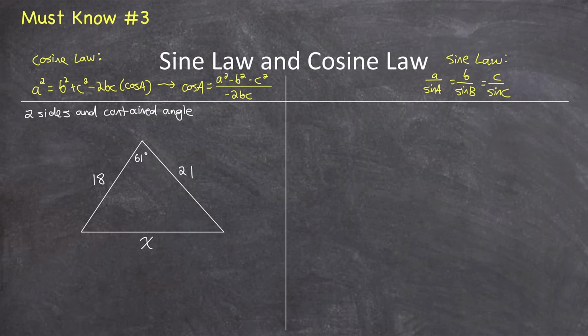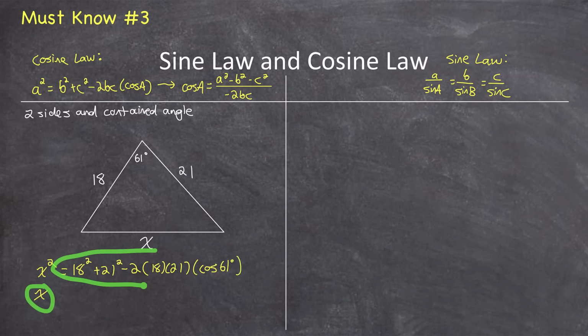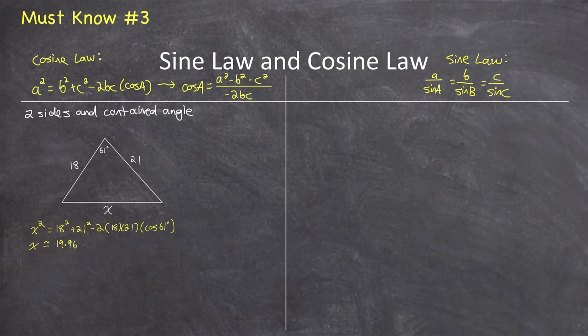If I follow the pattern of cosine law, it tells me that the unknown side squared equals the sum of the squares of the other two sides minus 2 times the product of the known sides times cosine of the angle contained by the two sides. That will tell you what x squared equals. To get x, make sure you square root whatever this value is. And in this question, it's about 19.96. Let me shrink this and let's do another question.